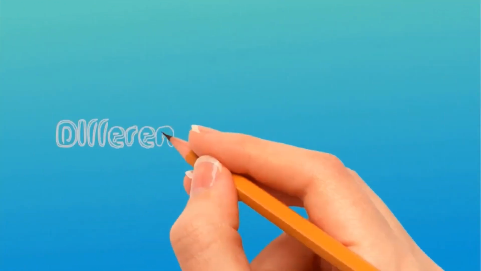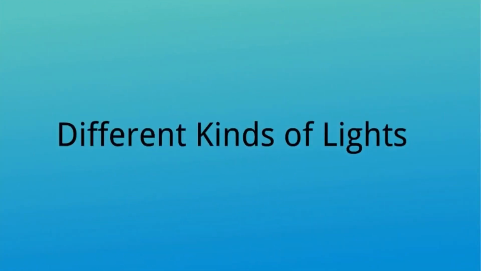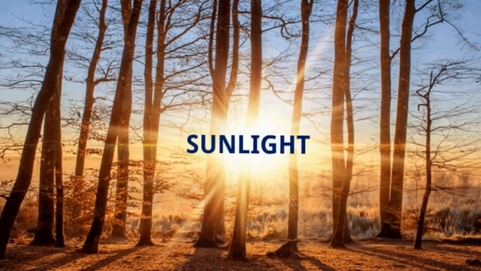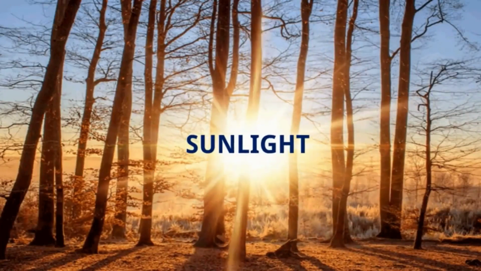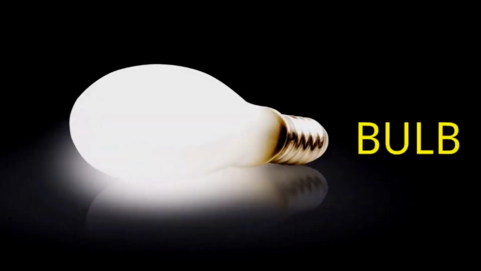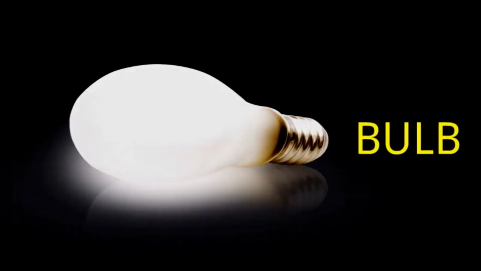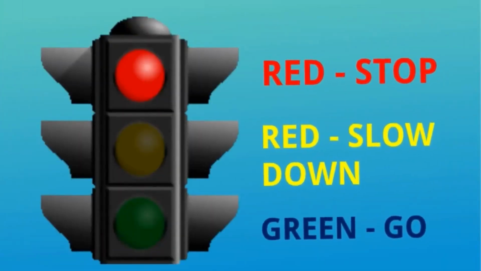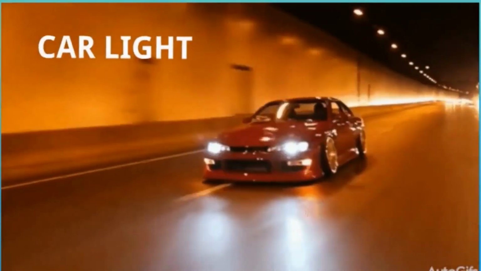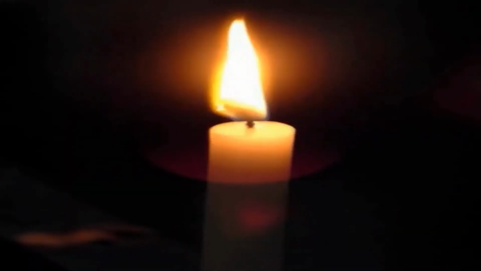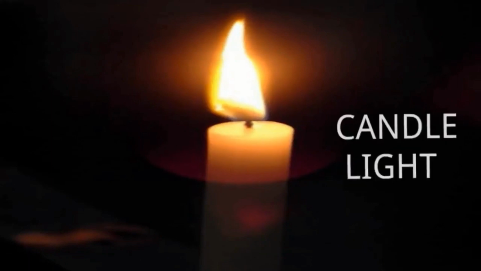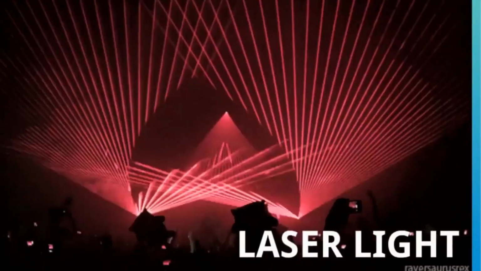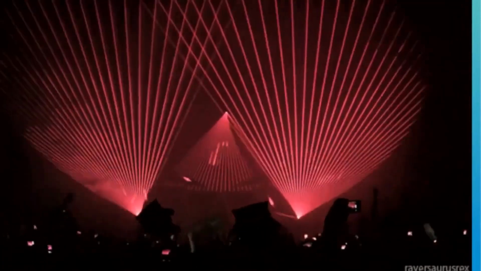Different kinds of light. Sunlight, the ultimate source of light in the universe. Bulb light and light in the signal. Light in the car, candle light and laser light. These all are light beams, very narrow beams.